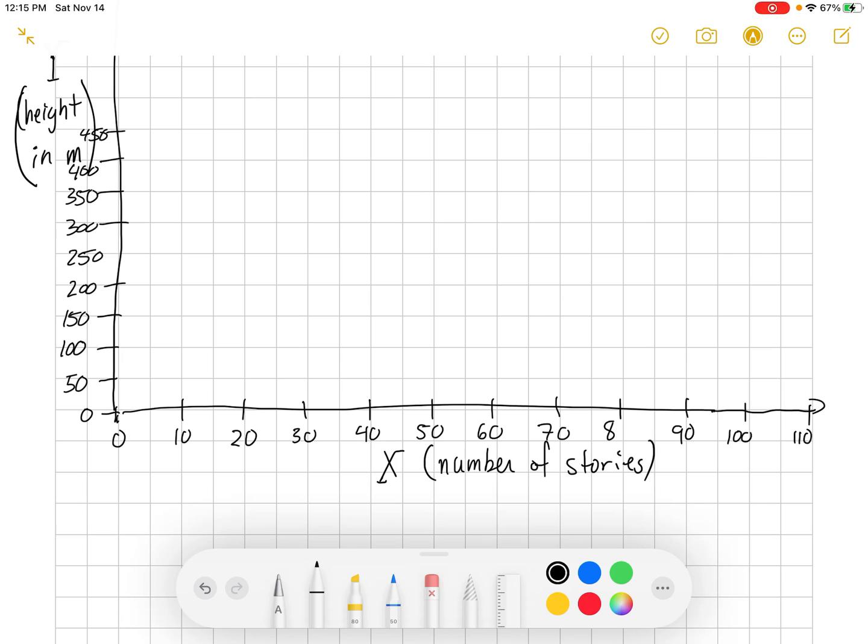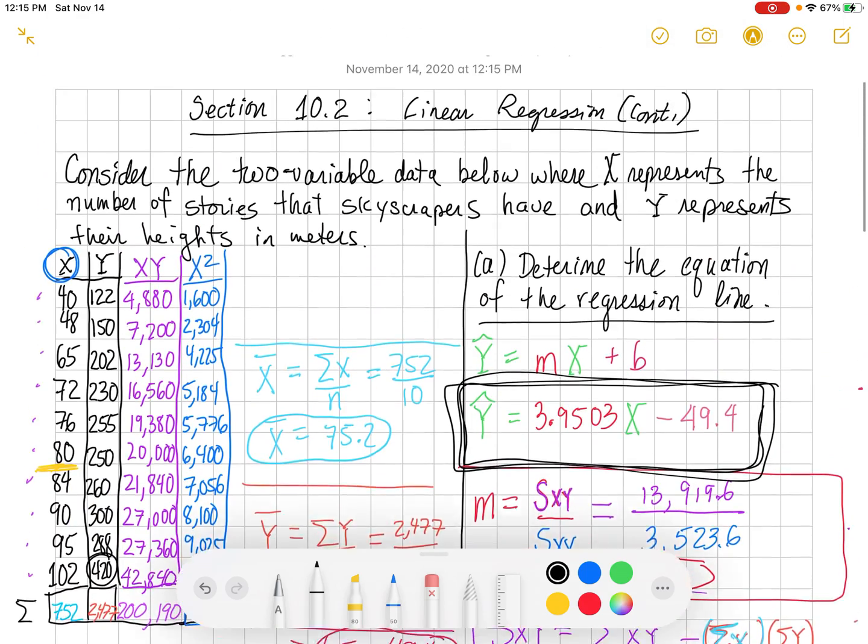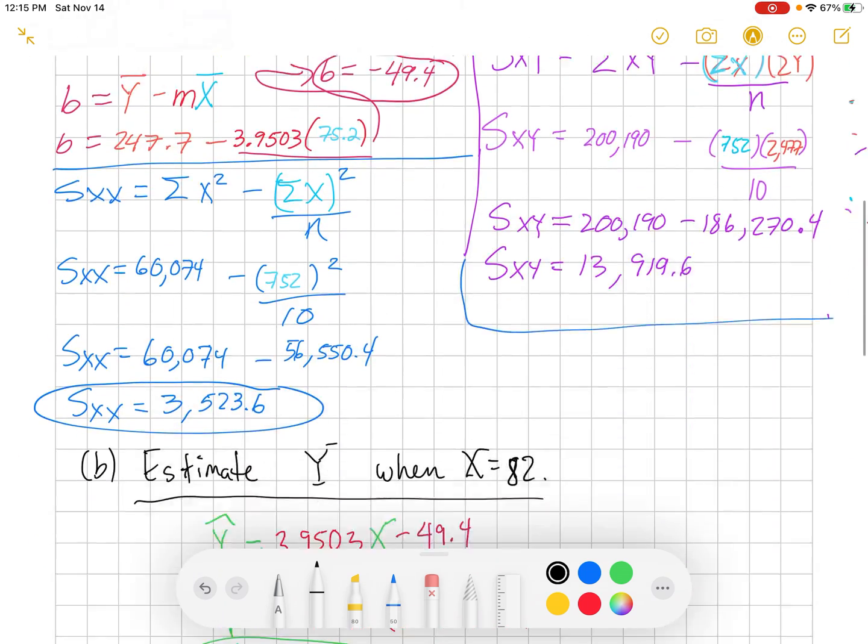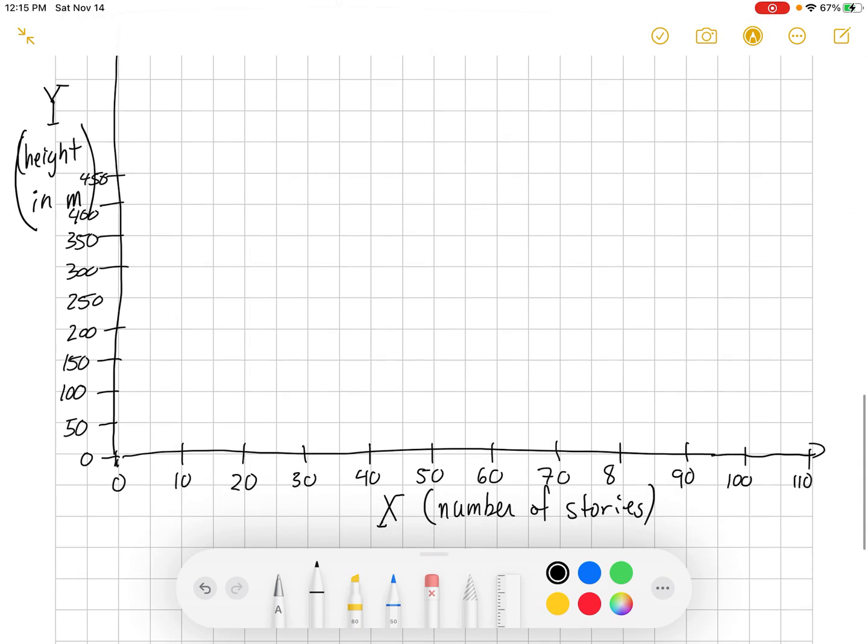Okay, so let's plot these as points if we can. This is not the same scaling on the x as the y. That's okay. You don't have to have the same scaling on the x as the y. All right, so my points. If you go back and plot all these points, the x, y's, we start off with 40, 122, and so on and so forth. I'm not going to keep referring. I'm just going to plot the points.